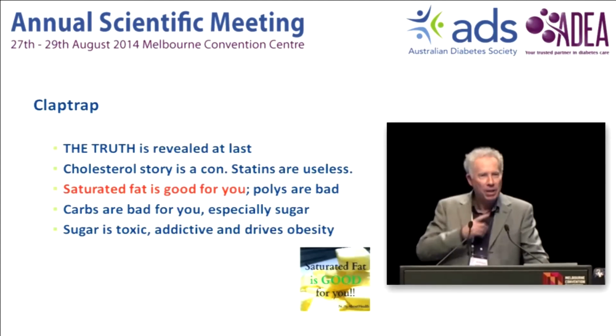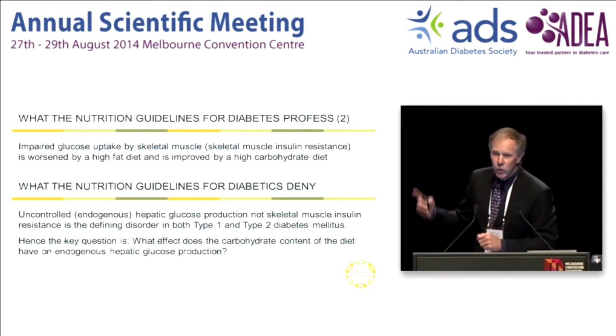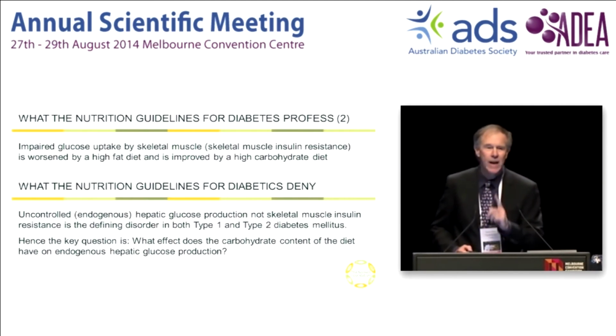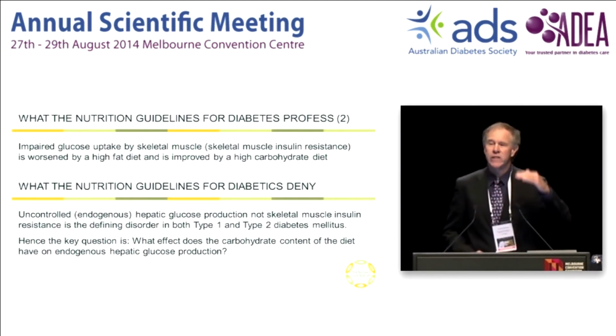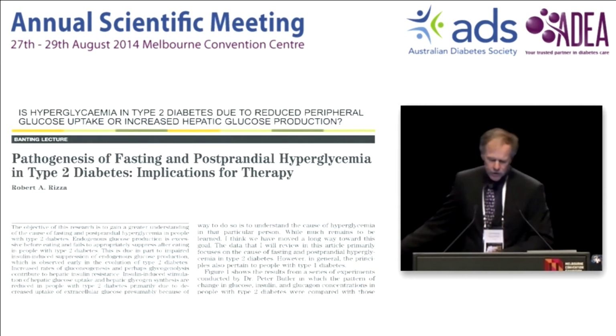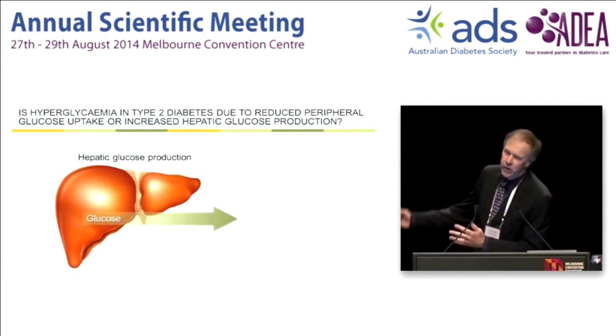This anti-carbohydrates thing, the real message is eat more fat, especially saturated fat. So the key question is, what effect does the carbohydrate content of the diet have on endogenous hepatic glucose production, which is the primary abnormality in diabetes? This is the paper you might want to look at, and this is the question.